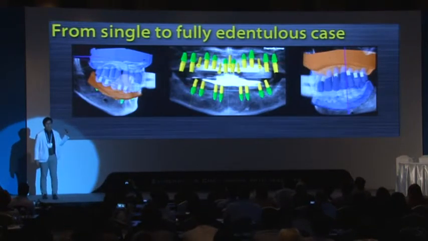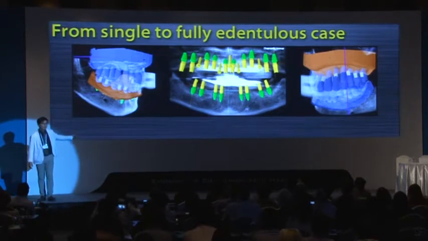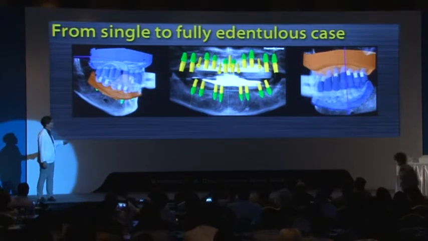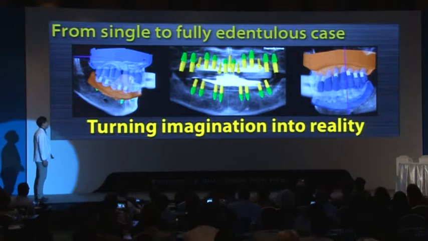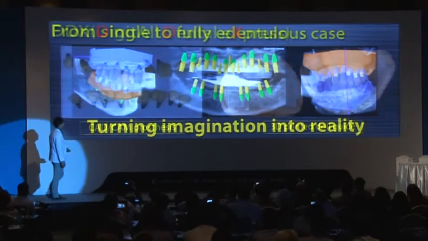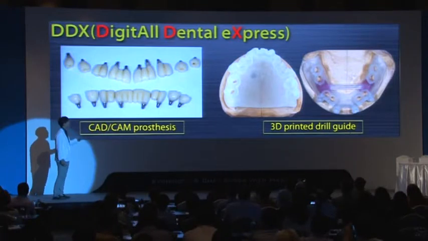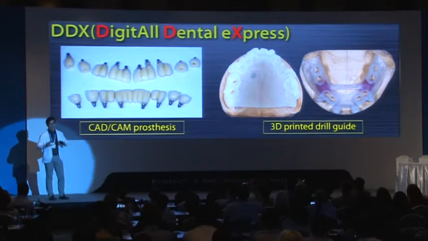Yes, through this, we can do from single to full mouth cases. I'll show you the full mouth case very briefly. Using the R2GATE system, we place the 18 implants like this. After that, we made the provisional restoration, a CAD/CAM provisional restoration, and customized abutments and a stent also. All of these procedures are done by the CAD/CAM systems.